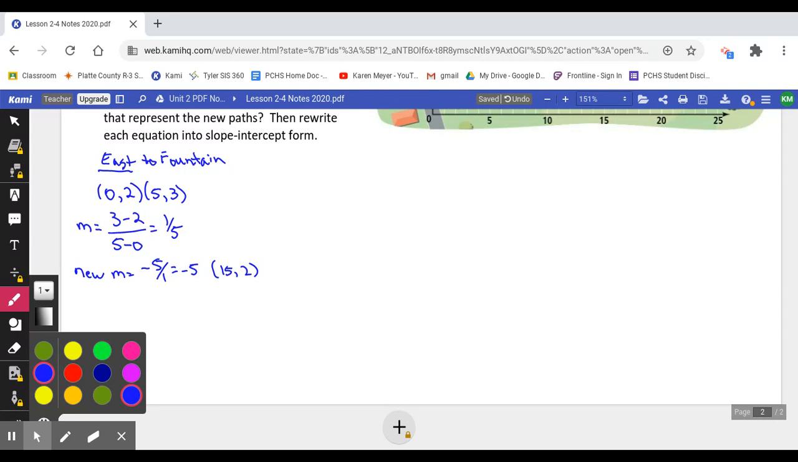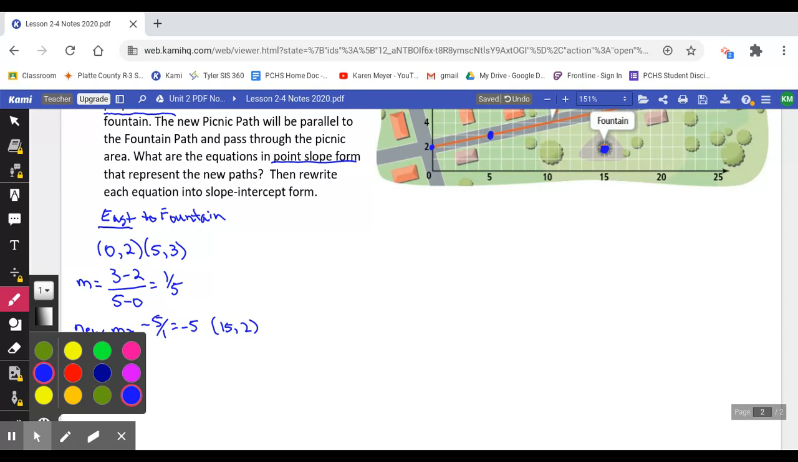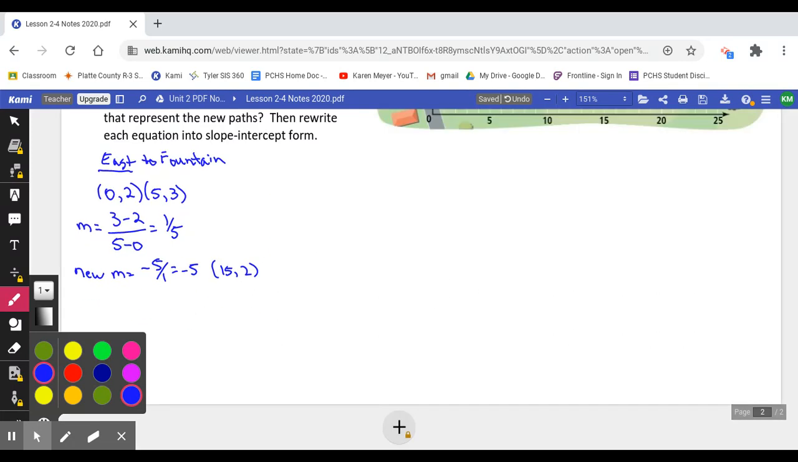The first thing it asked me for is the equation in point slope form. Point slope form, if you don't remember, is y minus y1 equals m parentheses x minus x1. So that's going to be y minus 2, our y number of the point is 2, but remember to go opposite, equals the new slope, -5, parentheses x, and our x number is 15, do the opposite, which is minus 15. So there is my equation in point slope.